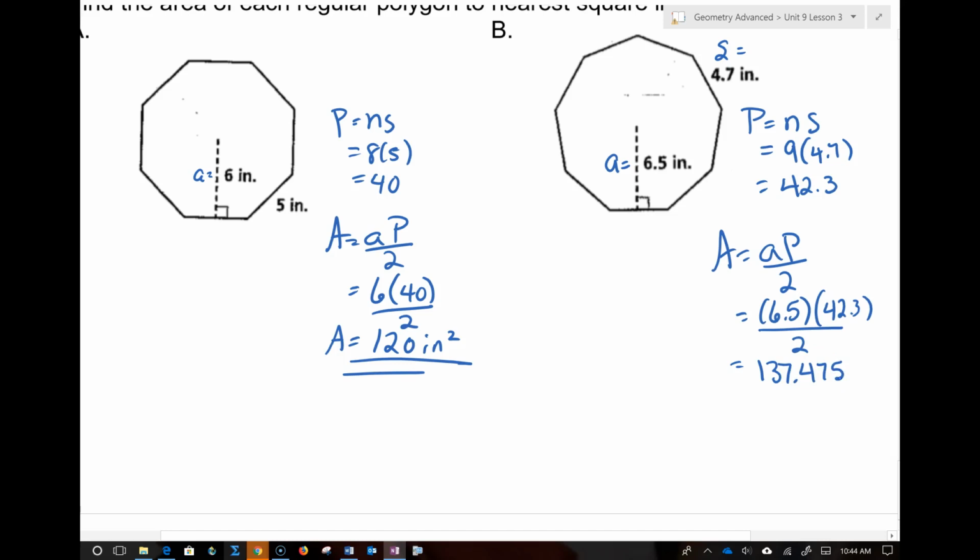All right, but is that what they want the answer in? Because if you left it like that, guess what I'd count it? Wrong, because you didn't follow directions. Because it said they wanted it to the nearest square inch. Well, that's going to be 137 square inches. Guys, what do you think? Doable, right? You round down.